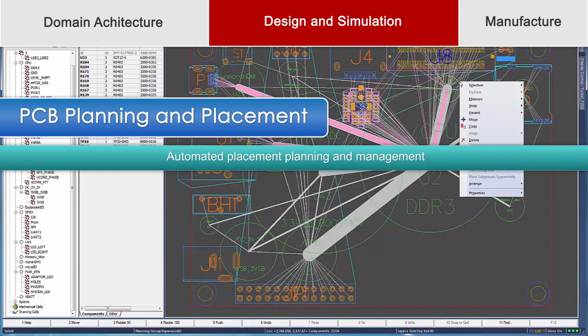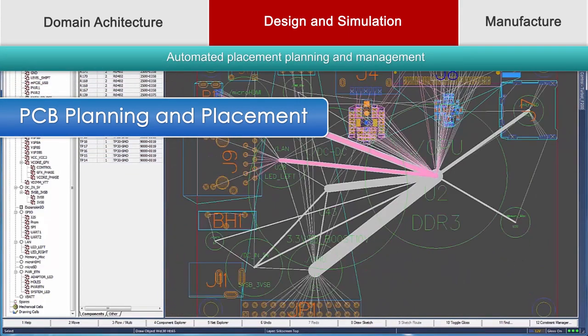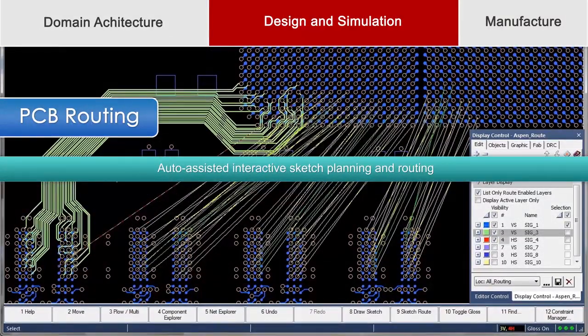Combining ease of use with highly automated functionality, Xpedition offers layout designers industry-leading advanced technology to create, plan, and place today's most complex designs.